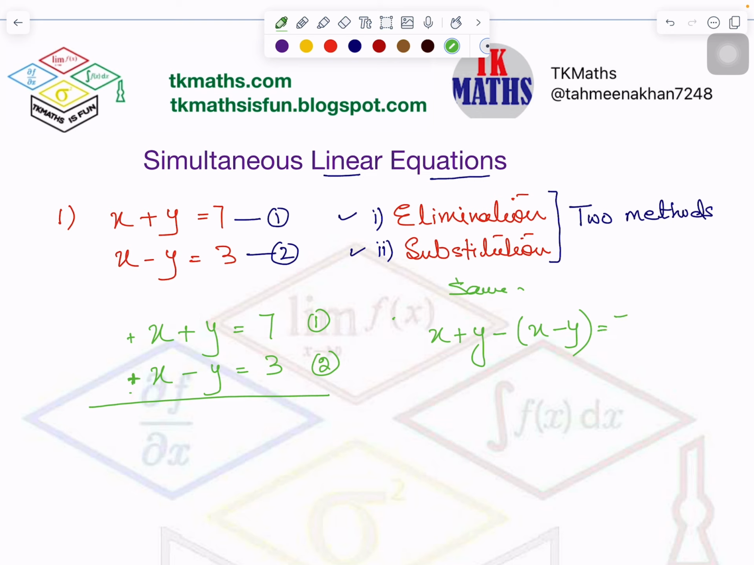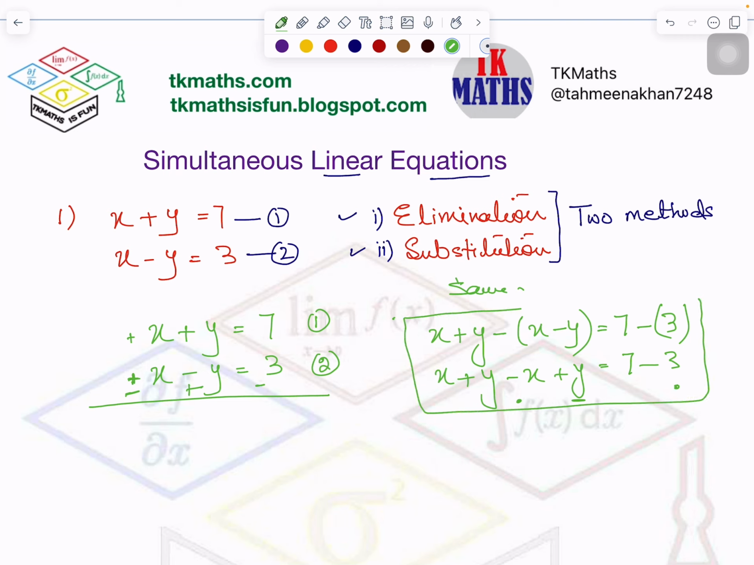So what happens here? If you notice, the sign changes, yes or no? The sign of this x is changed to minus. The sign of this y changed to plus. The sign of 3 changes to minus. We do not show this working, it is an understood thing. So that's why we subtract the signs. Now plus x minus x will cancel out. Plus y and plus y will become 2y. And 7 minus 3 will be 4.